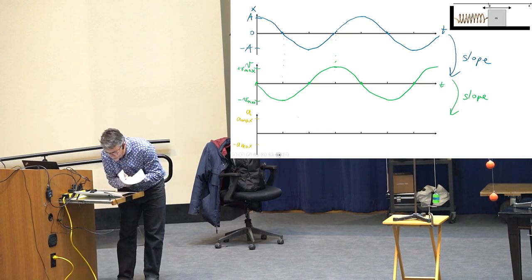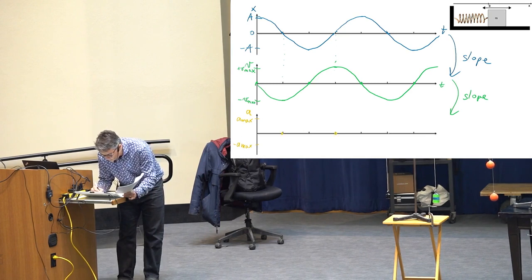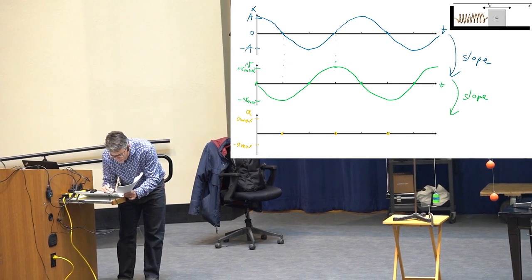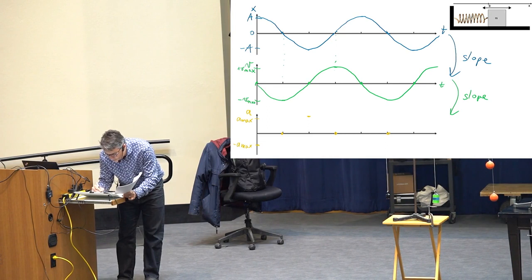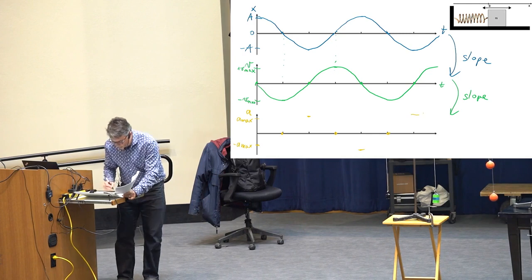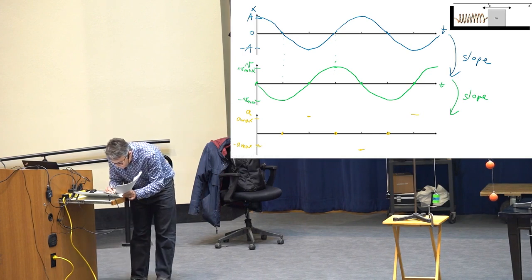And so the slopes here, they're going to be 0 at the maximum or minimum of the green curve. So zeros are there. And then it starts with its maximum negative slope, and when it passes through here, that's its maximum positive slope. And then here, maximum negative slope. And here, maximum positive slope, etc. So you can try to draw that.